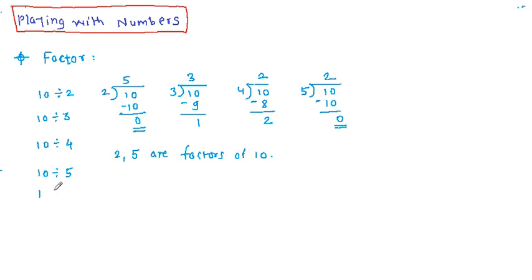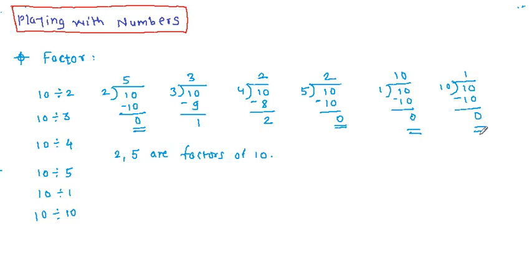If we divide 10 by 1, we get the remainder 0. So 1 is also an exact divisor of 10. Next we will divide 10 by itself, that is 10. The remainder is 0.